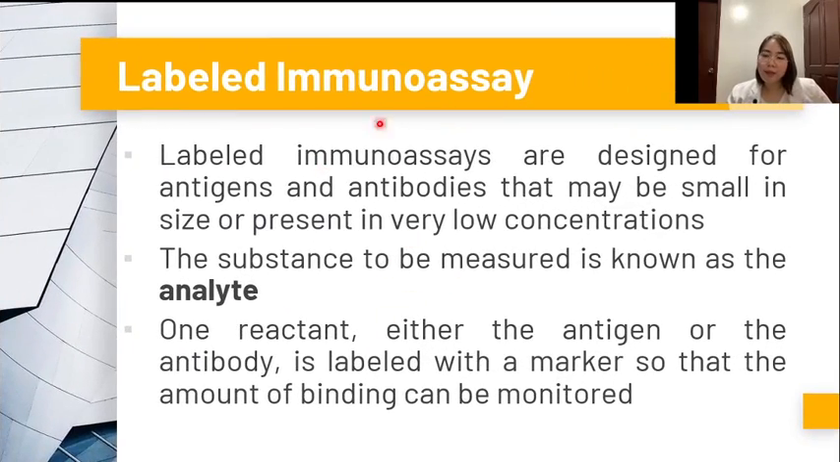Okay, so labeled immunoassays are designed for antigens and antibodies that may be small in size or present in very low concentration, like what I have said a while ago. So the substance to be measured is known as your analyte, and the one that binds is your ligand. Okay, so one reactant, either antigen or antibody, is being labeled with a marker so that the amount of binding can be monitored.